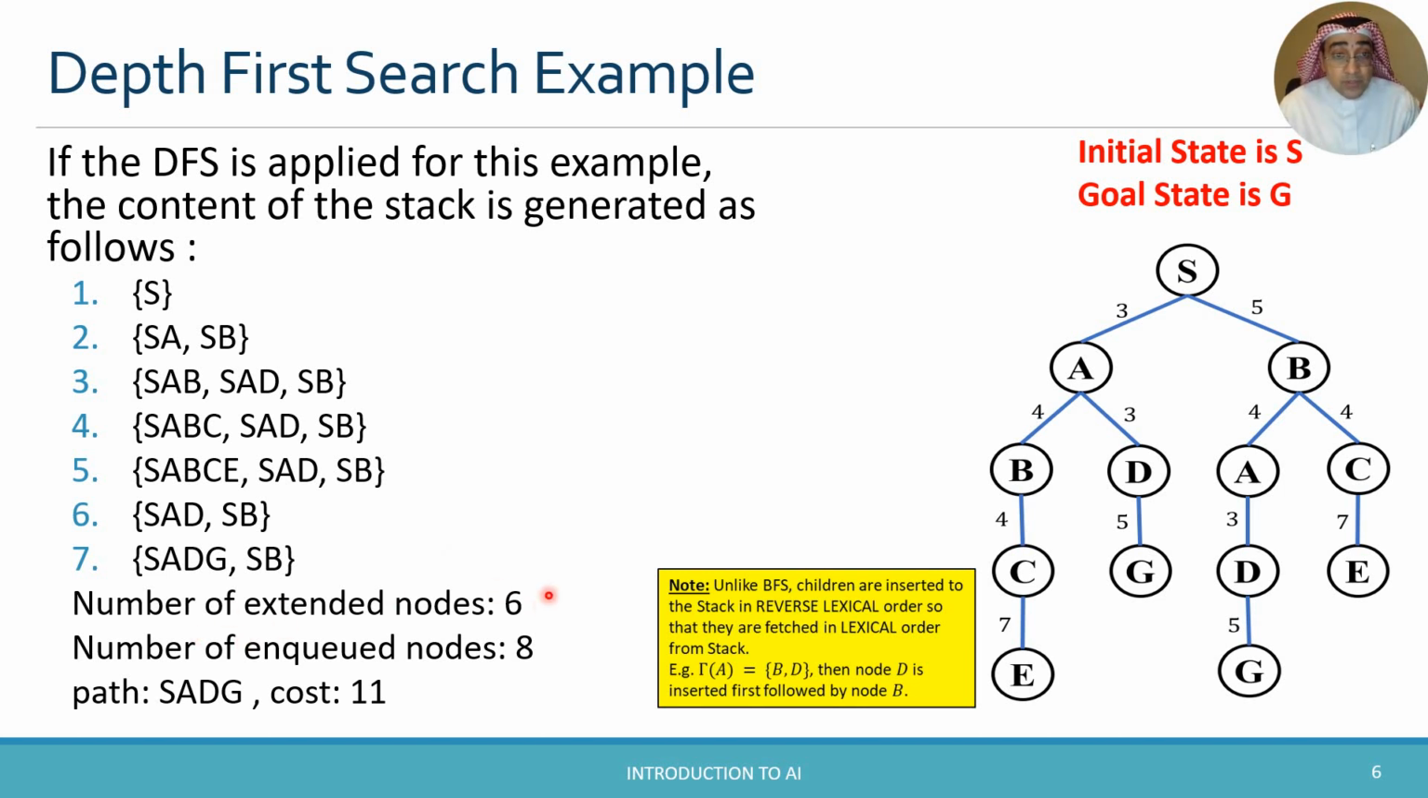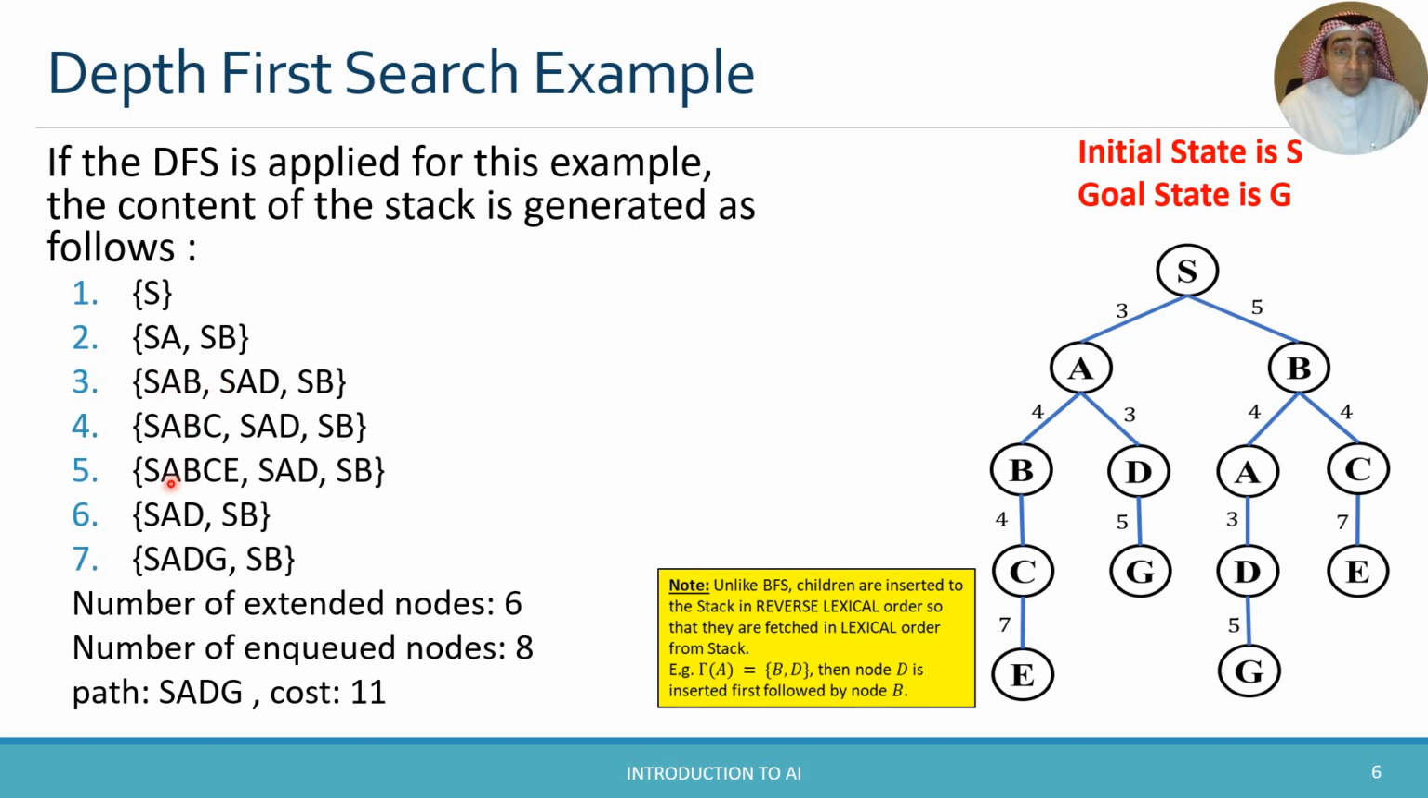The number of extended nodes is 6. So notice I extended S, A. So I extended S, SA, SAB, SABC, SABCE, SAD. Okay, I extended all of this. So there are 6 nodes that have been extended. How many nodes have I appended? 1, 2, 3, okay, 4, 5, 6, 7.